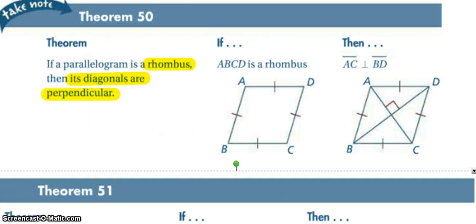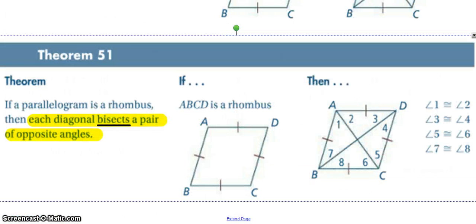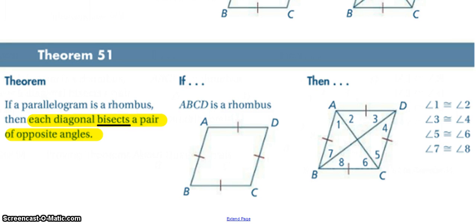Theorem 50 deals with the diagonals of a rhombus. We know that the diagonals of a parallelogram bisect each other, but if a parallelogram is a rhombus, its diagonals also form a right angle. Because all my sides are congruent, when I connect the diagonals, I get a nice right triangle in each section. On top of my diagonals bisecting each other, if we have a rhombus, my diagonals also bisect the angles.